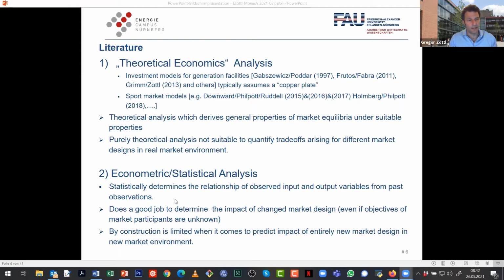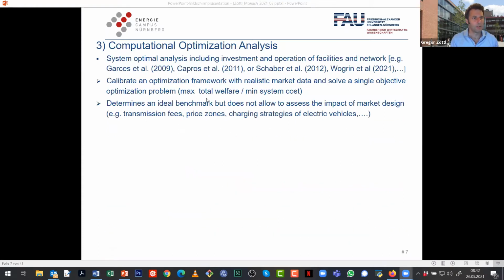And so they can very well determine the impact of changed market design, but clearly it's limited if you want to look very far into the future and look at new market designs, new market rules, which have not been there in the past or in comparable situations. This approach clearly is not helpful in this direction, but it's very helpful, as I told you, to see what the impact of observed market design or observed market rules was, but it's not so good for looking far into the future. It's better to have models, computational models.